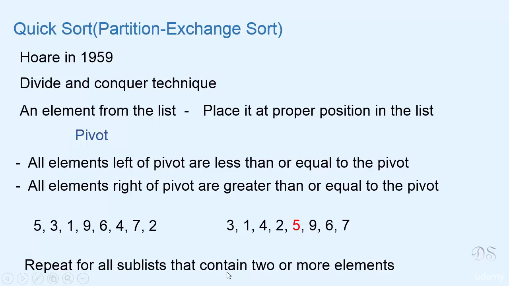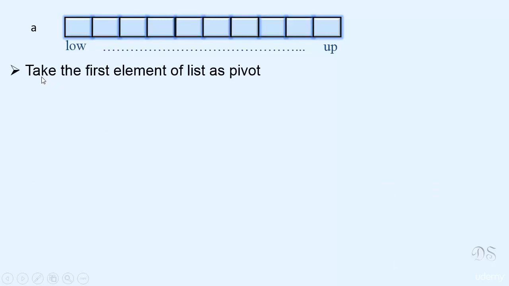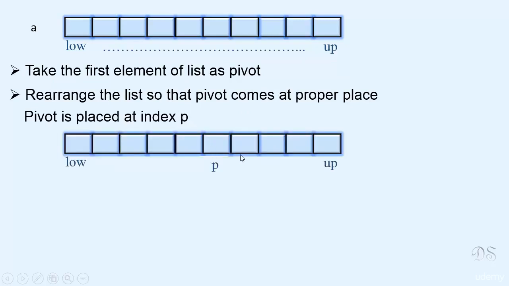Now let's see the whole process of quicksort. This is the array A that we have to sort. The lower bound is low and the upper bound is up. First we take the first element of this list as pivot. So A[low] is taken as a pivot. Now the list is rearranged so that pivot comes at its proper place. Suppose P is the proper place for pivot. So after placing the pivot, the situation is this. Pivot has come at its proper place.